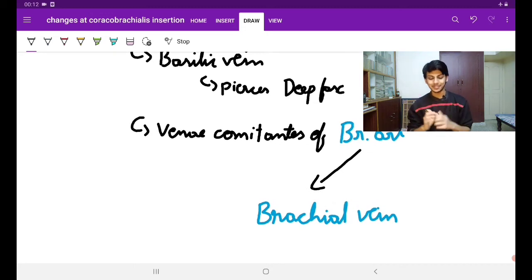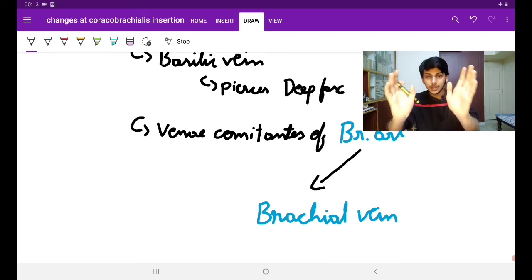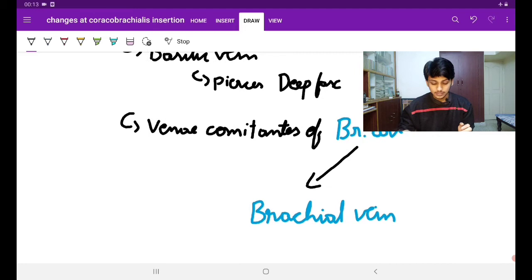Then there are the venae comitantes. What are venae comitantes? Venae comitantes are like chamchas of the brachial artery. Any artery, usually the small sized arteries, has two veins which are going along with the artery. They are going together. Okay. Those are the venae comitantes of the brachial artery. That has a very interesting function, guys.